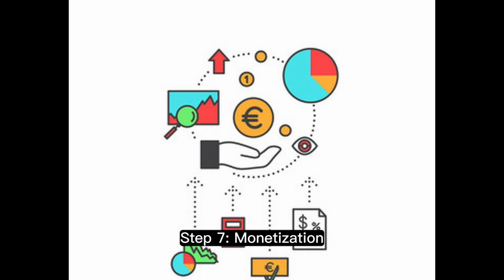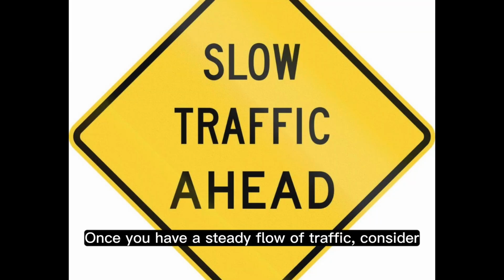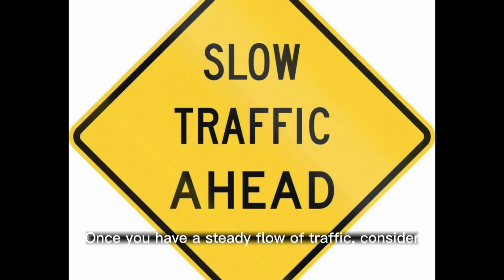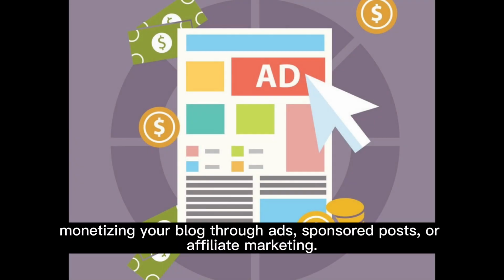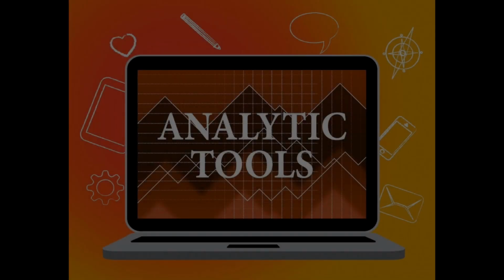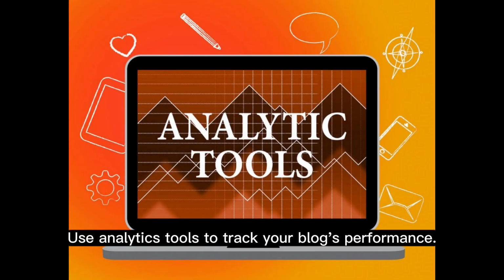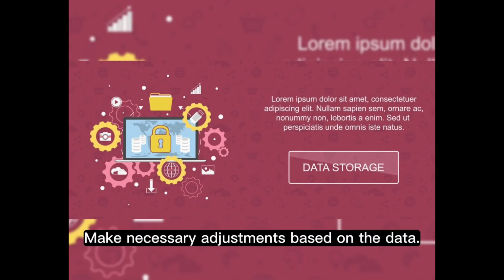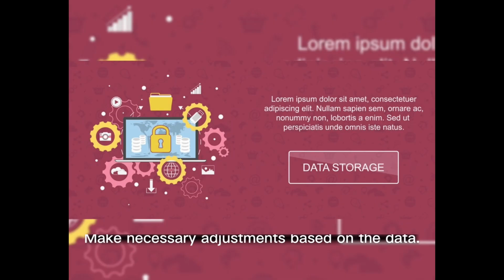Step 7. Monetization. Once you have a steady flow of traffic, consider monetizing your blog through ads, sponsored posts, or affiliate marketing. Step 8. Analytics and improvement. Use analytics tools to track your blog's performance. Make necessary adjustments based on the data.